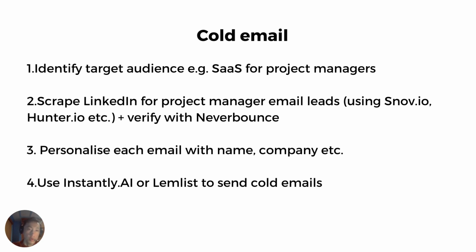And then finally, you want to use something like instantly.ai or Lemlist to basically schedule the emails. Lemlist or Instantly AI lets you schedule the times you want to send the emails. It lets you personalize it pretty easily, and it gives you a template you can use for all the different leads. So those are great tools to use if you want to use cold email.